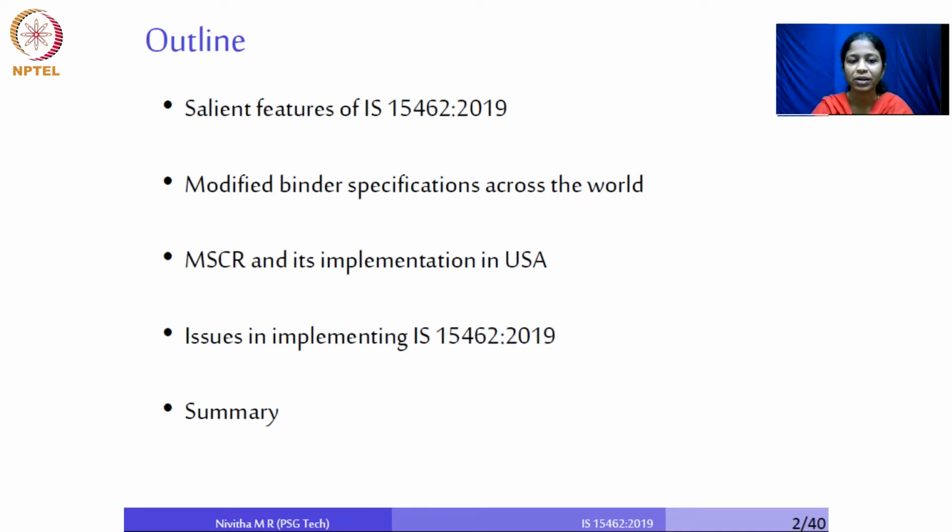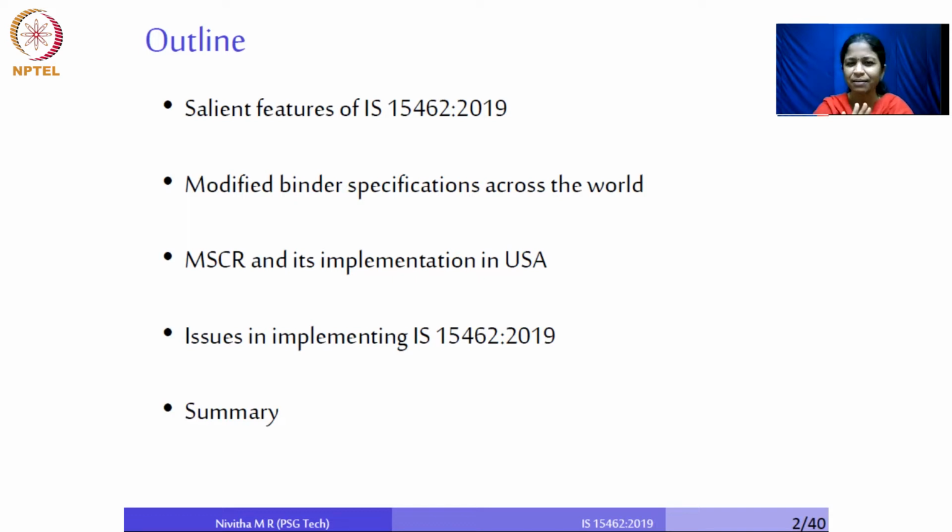After this, we will look into the MSCR, which is an additional test which is required for polymer modified bitumen, and its implementation in USA. Basically, the PG framework was implemented in USA, and after a period of time, it was understood that it was more applicable for unmodified bitumen, and it had some issues when it comes to polymer modified bitumen.